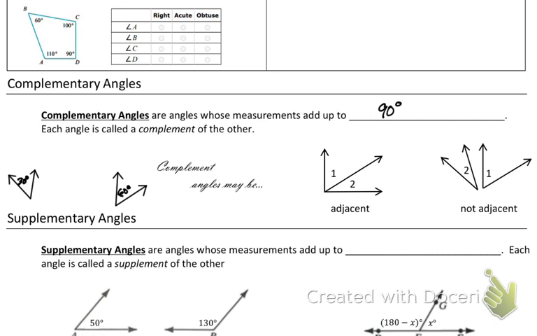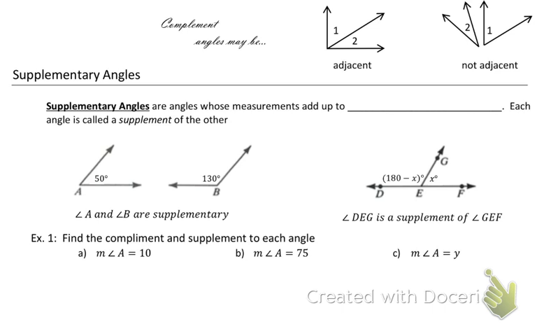So if I have two angles that add up to 90, I have a complement. If I have two angles that add up to 180 degrees, we have a supplement. Once again, there's no requirement on these. I just need two angles that add up to 180 degrees. That's it, and you have a supplementary angle. So if you look here, we have 50 and 130. That equals 180 degrees.